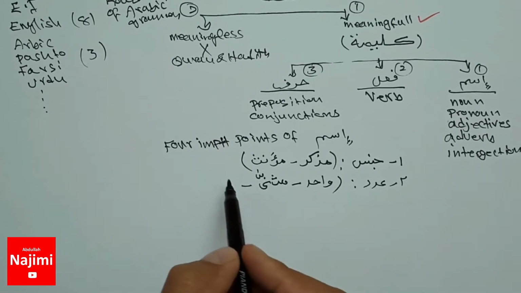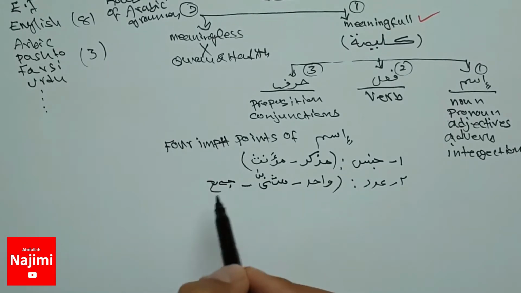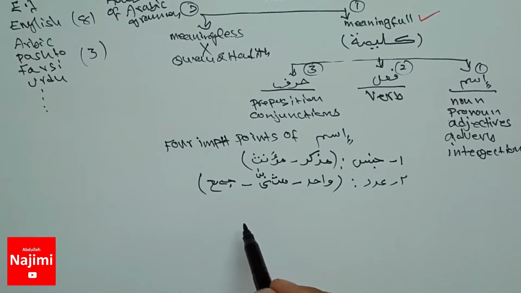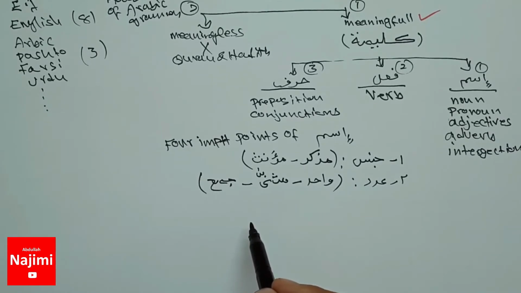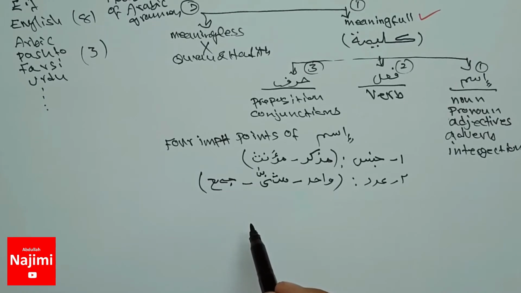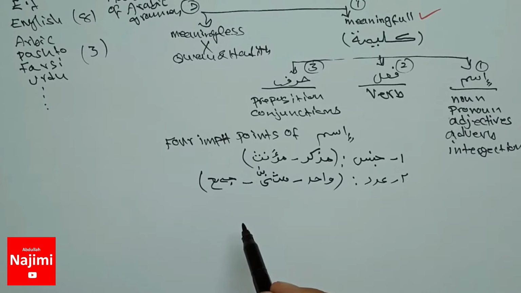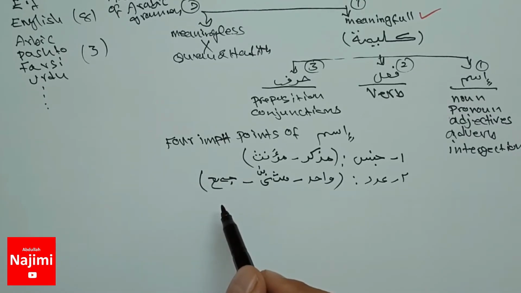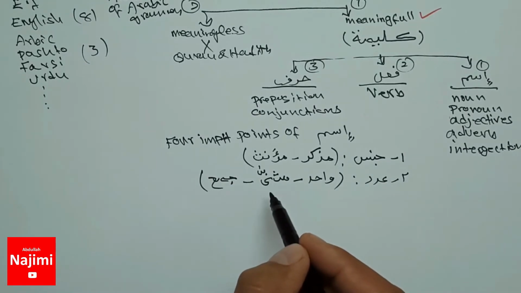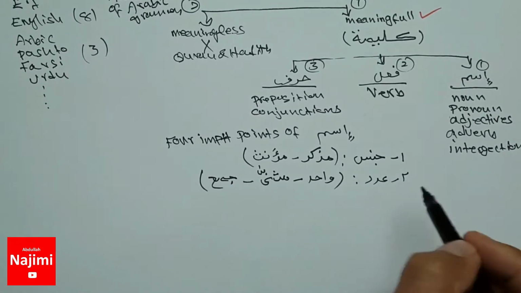And the third one is jama. Jama means plural. More than 2 asma or nouns are considered as a jama. For example, 3 books, 3 girls, 100 girls. All of them are considered as a plural. Like 1,000 males. So all of them are considered as a jama. So I hope you have understood. This is the new point, which does not exist in English grammar.